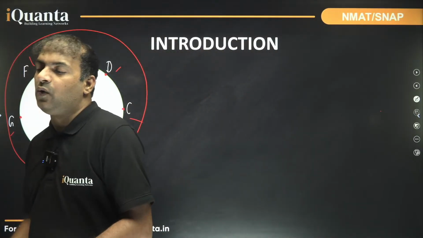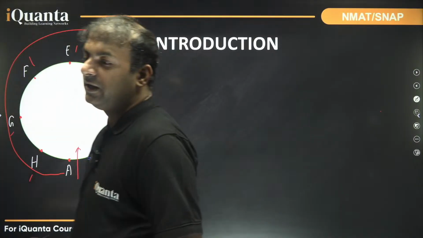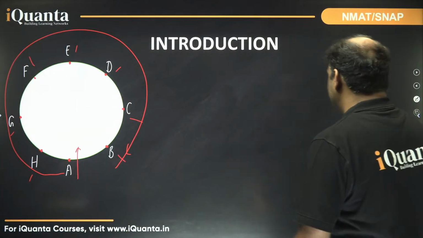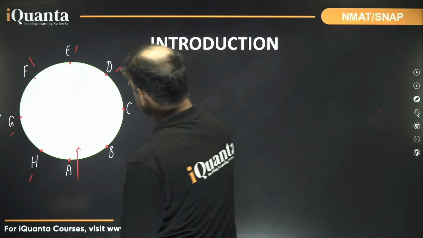So how are we going to represent this? How are we going to represent people with respect to A? So as I mentioned, okay, let me erase this first.